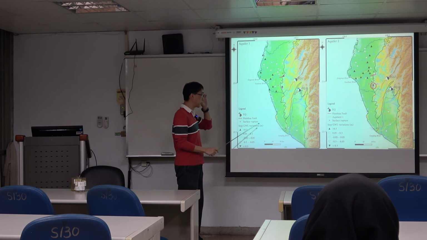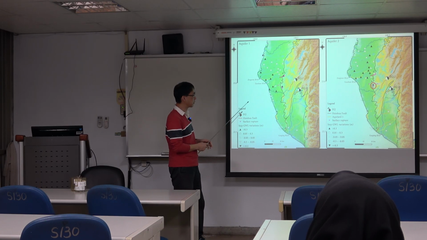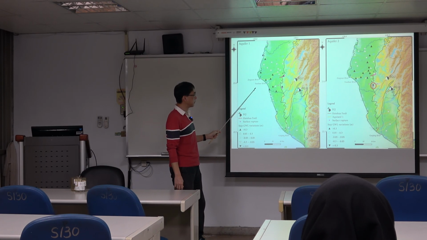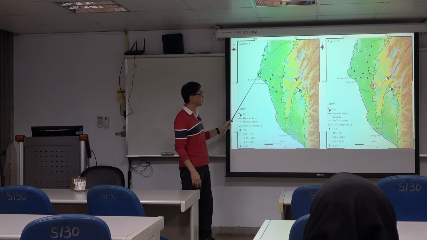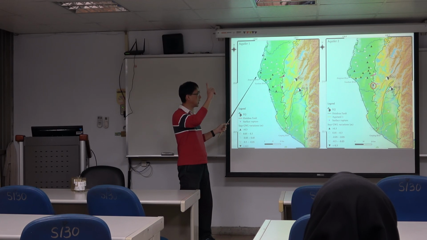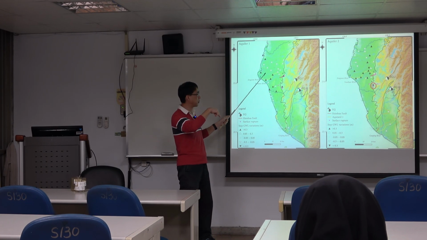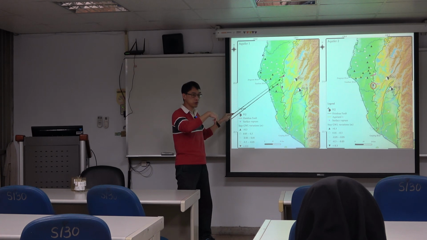So this is the map. We try to see how the groundwater level responds. And the triangles pointing upward mean the groundwater level increases, and those pointing downward mean it decreases, okay.